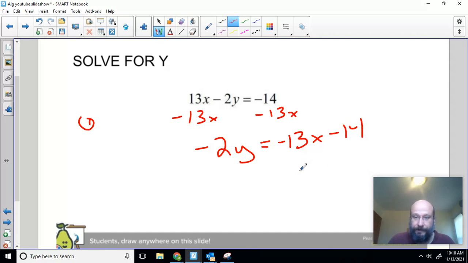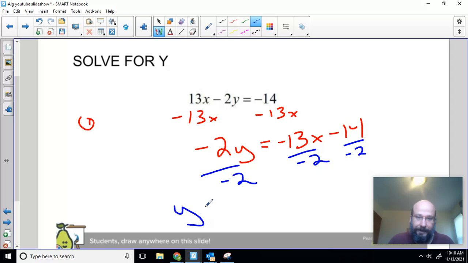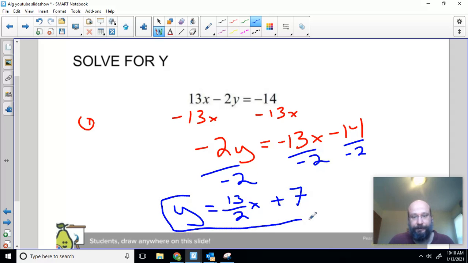Now my second step is to divide by whatever's in front of y. In this case, it's negative 2. So I'm going to divide everything by negative 2. So my final answer is y equals positive 13 over 2 x. Right? Negative 13 divided by negative 2 is positive 13 over 2. And then negative 14 divided by negative 2 is positive 7. This would be my answer. So if I needed to, I could graph this.